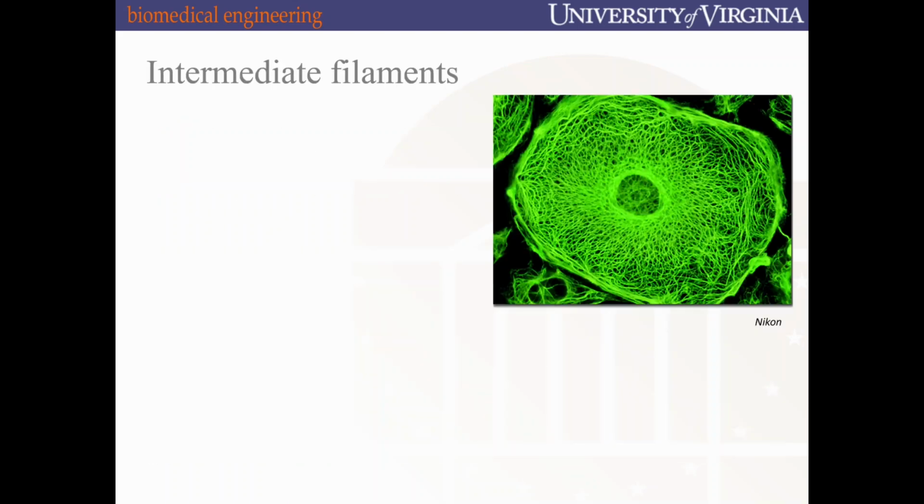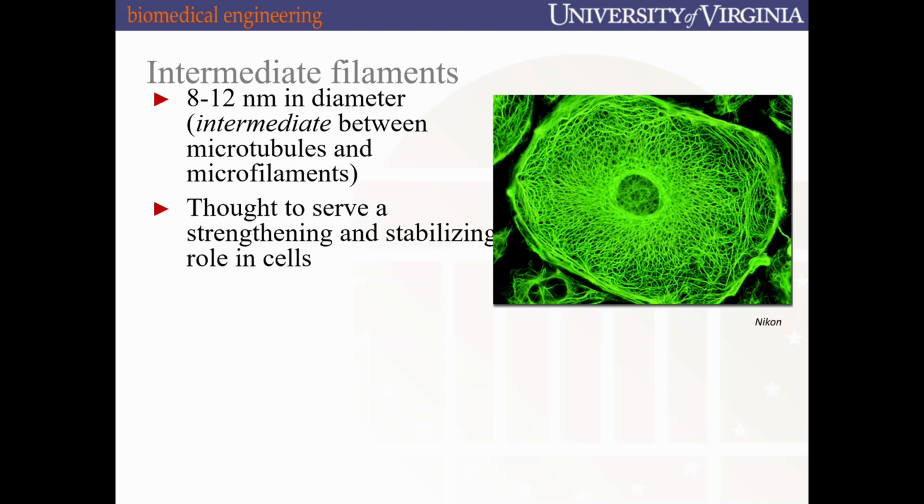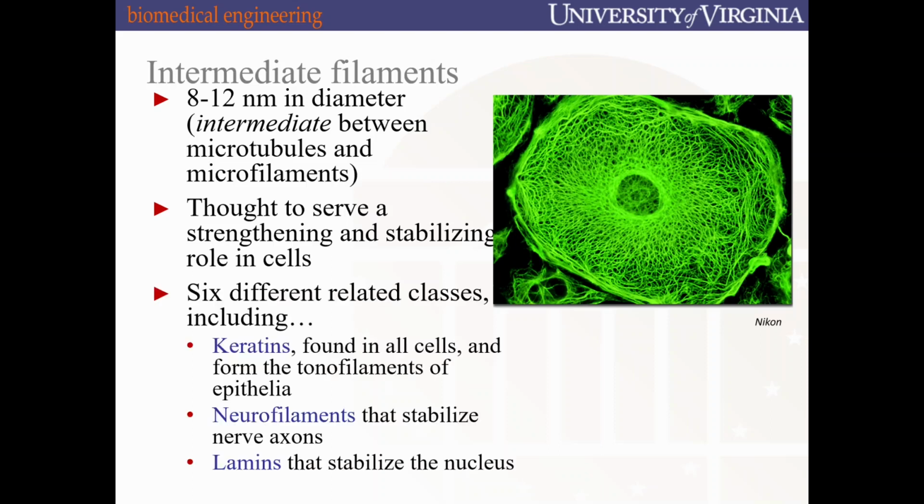Alright, so that's all the basics for microtubules and actin filaments. The third and final class of cytoskeletal filaments that I'm going to go over now is intermediate filaments. We call these intermediate filaments because their size and diameter is in between that of microtubules and microfilaments. As I mentioned earlier, their general role in the cell is to provide strength and stability. There are 6 major classes of related intermediate filaments.